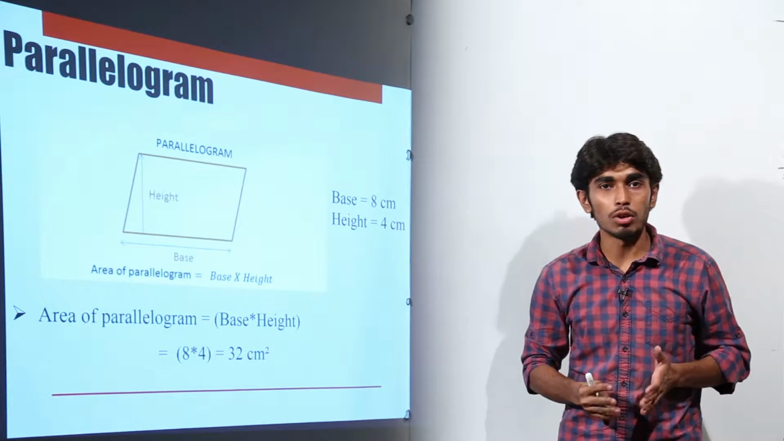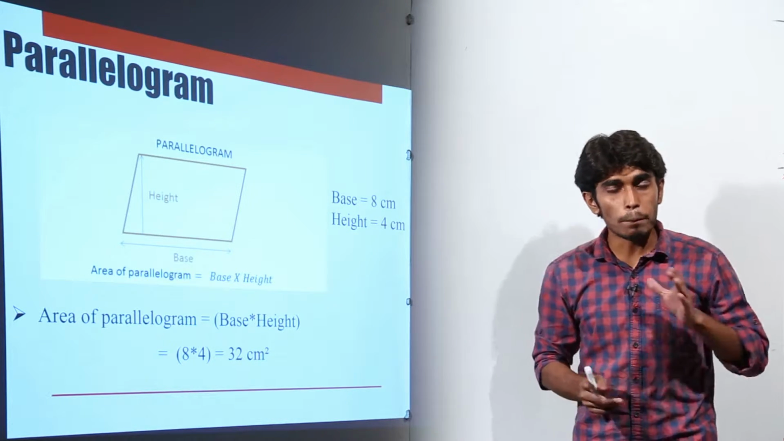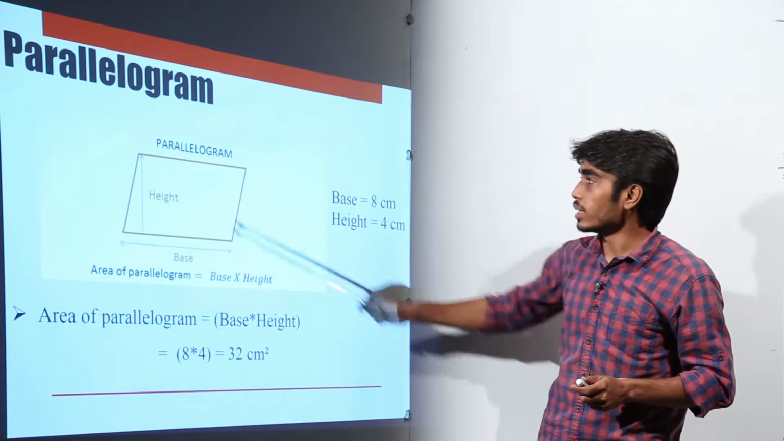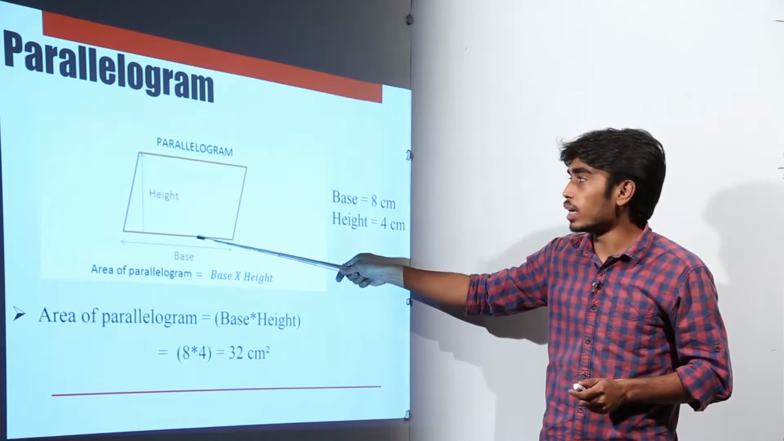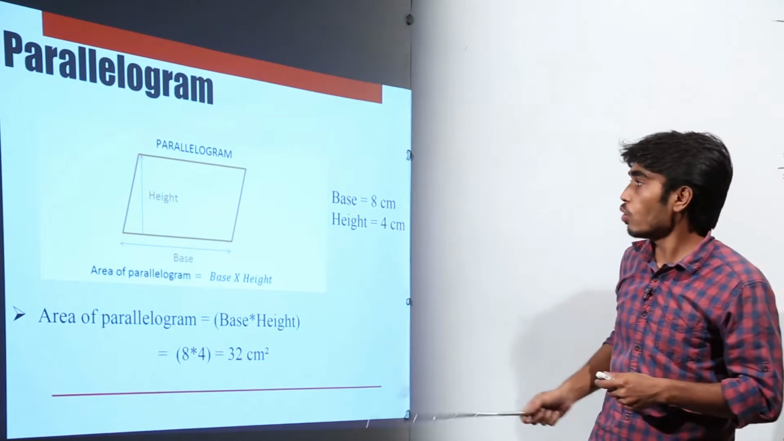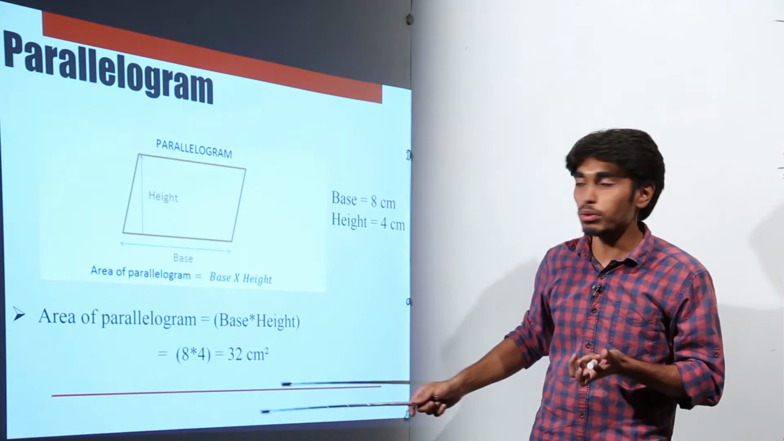Now we'll talk about parallelogram. What is a parallelogram? A parallelogram is a quadrilateral which has two pairs of parallel sides. This side and this side are parallel to each other, and this side and this side are parallel to each other. Now the opposite sides are also equal to each other.